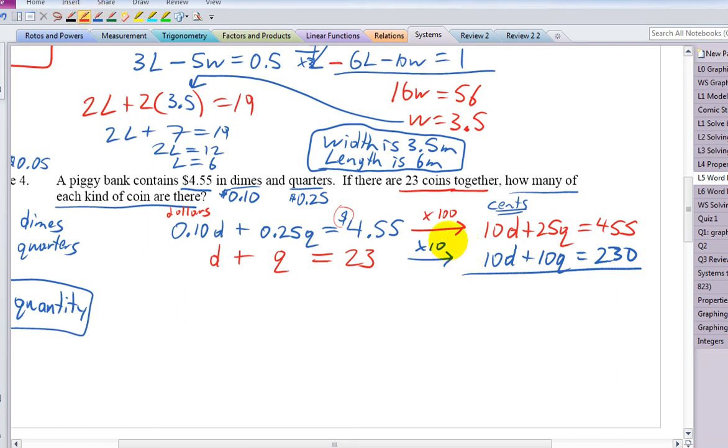I'm going to subtract. And then we get 15Q equals 225. And so I get Q equals 15. Oh, looks like I'm winning. You're going to have push-ups. Which equation will probably be the easiest to substitute into? Top or bottom?